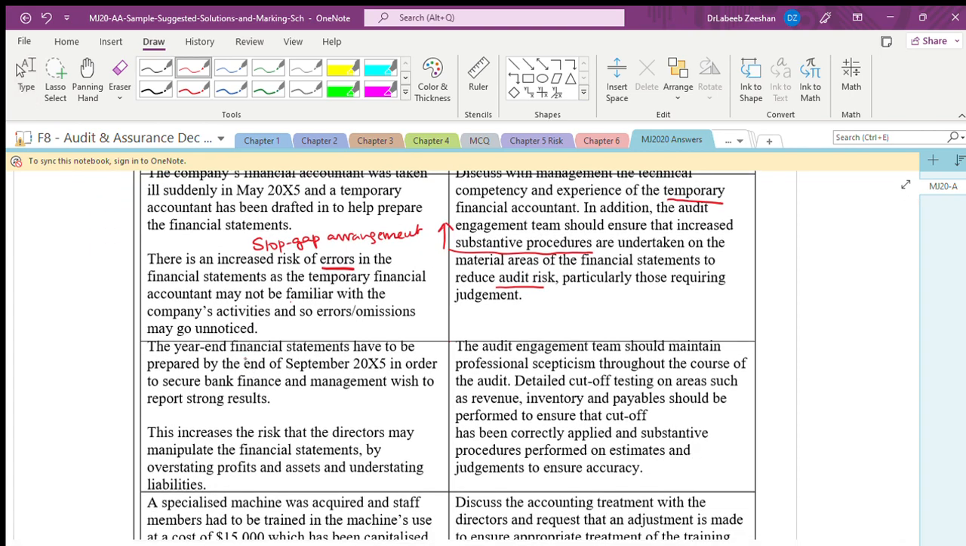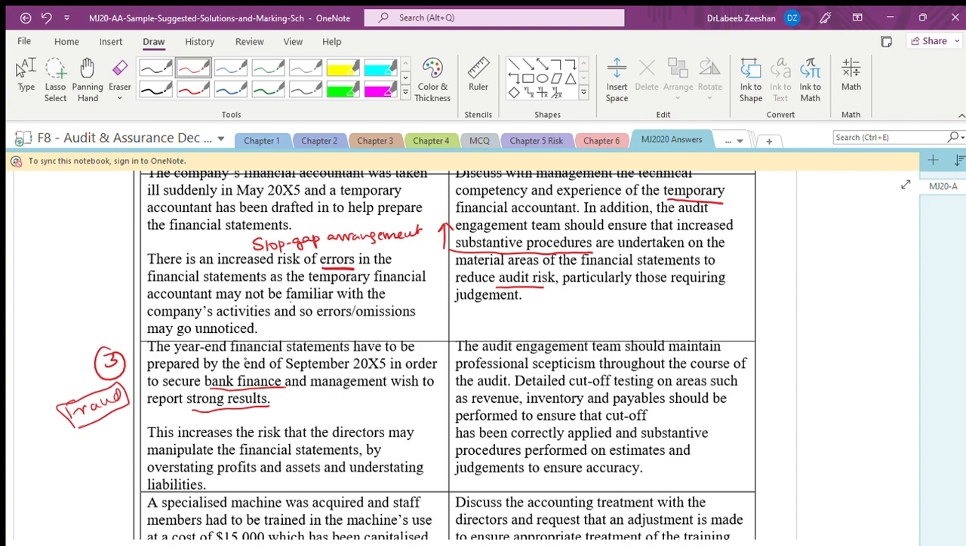What does point number 3 say? Year-end financial statements have to be prepared by September 2000 in order to secure bank finance, and management wish to report strong results. It's really very simple, it is a very wrong message you are going to give. If that is the case, in simple terms, it is a fraud, that you are manipulating the accounts as such.